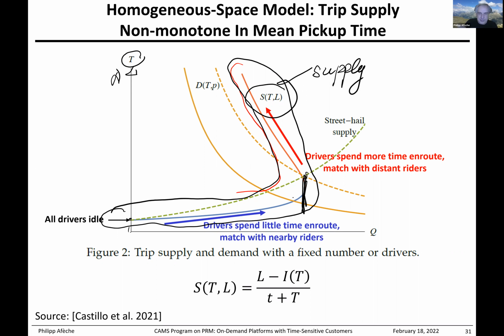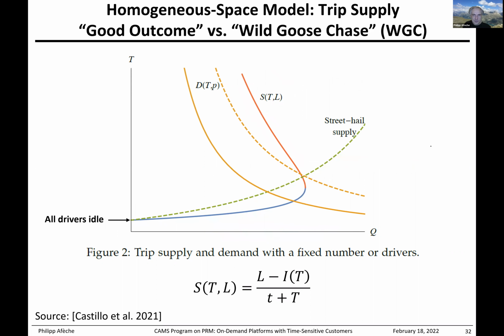In this decreasing part, the drivers are spending more time en route to match with distant riders. That eats up time and capacity, and this could get very bad. So let me close on this last slide here for today, and that's going to be a good connection for Monday.